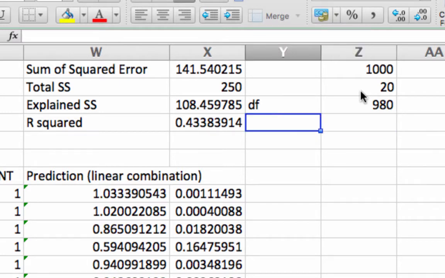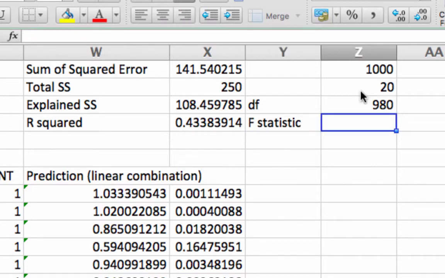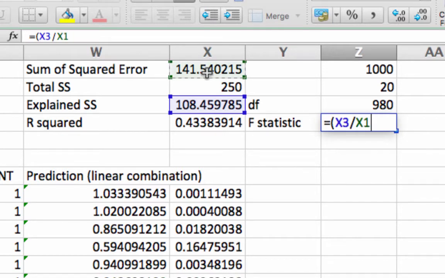And then to get the F statistic, remember we've computed a T statistic before when we did the t-test, and we computed an F statistic when we did analysis of variance. So here's the F statistic again. It's the same F statistic that we saw when we did analysis of variance. We're just computing it in a slightly different way now. So the way we get that is we put an equal sign, and we are going to put the explained sum of squares over the sum of squared error. All right, with me so far?